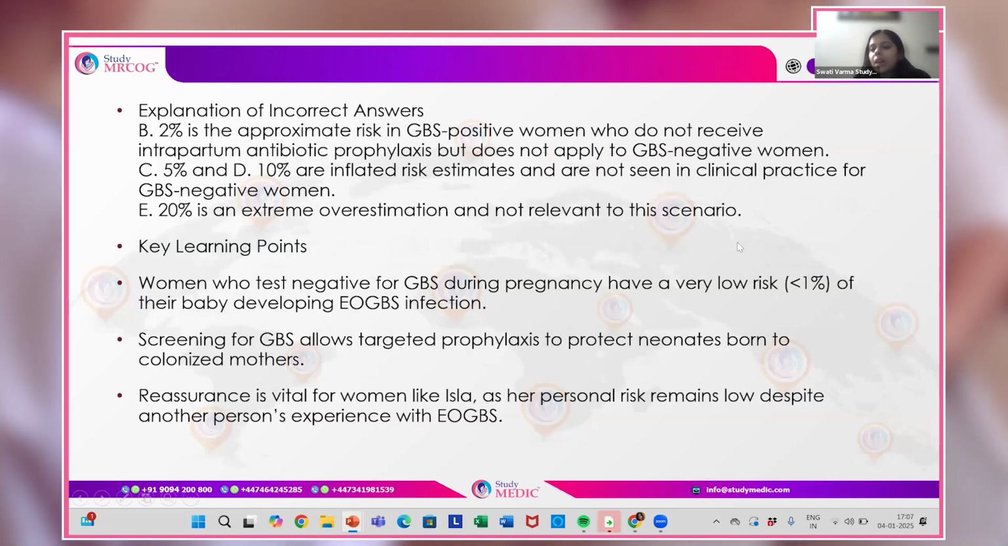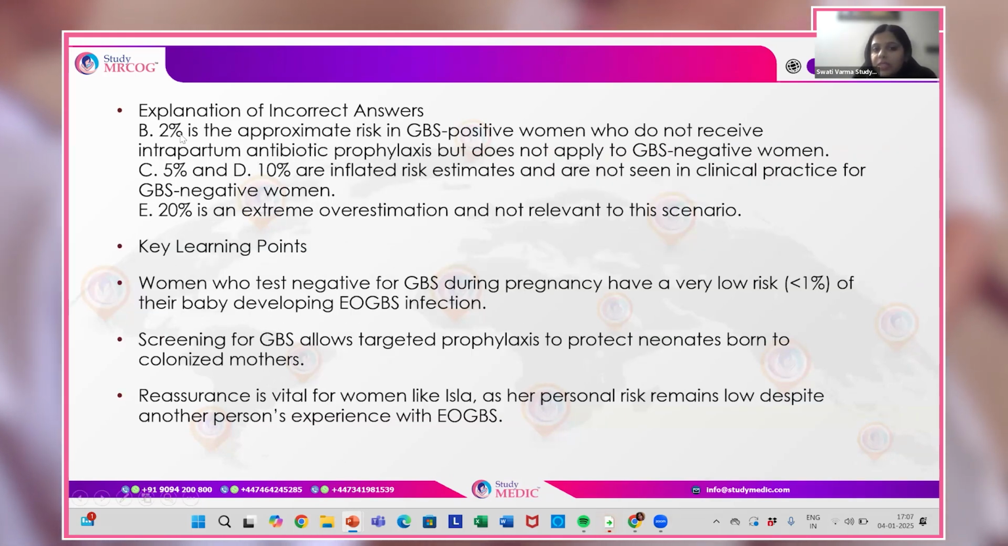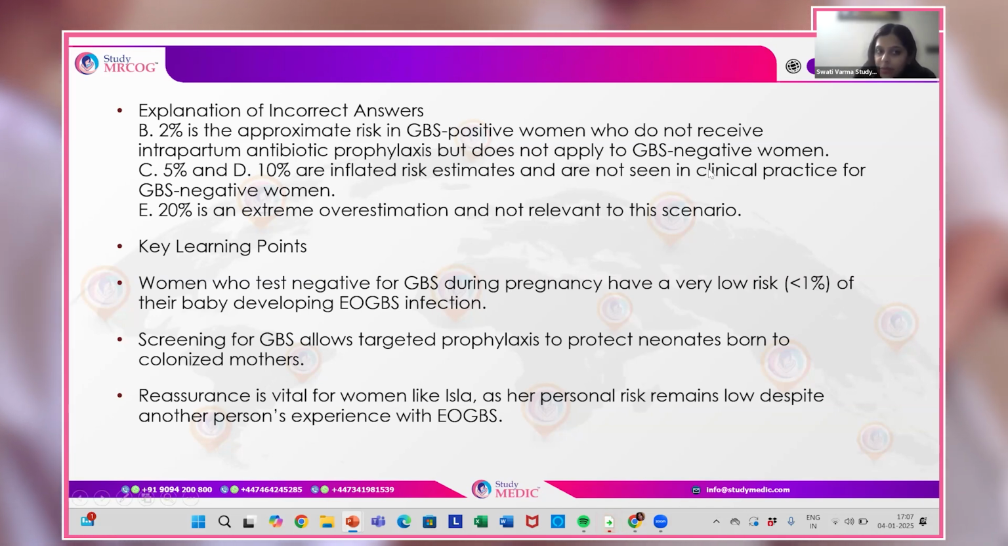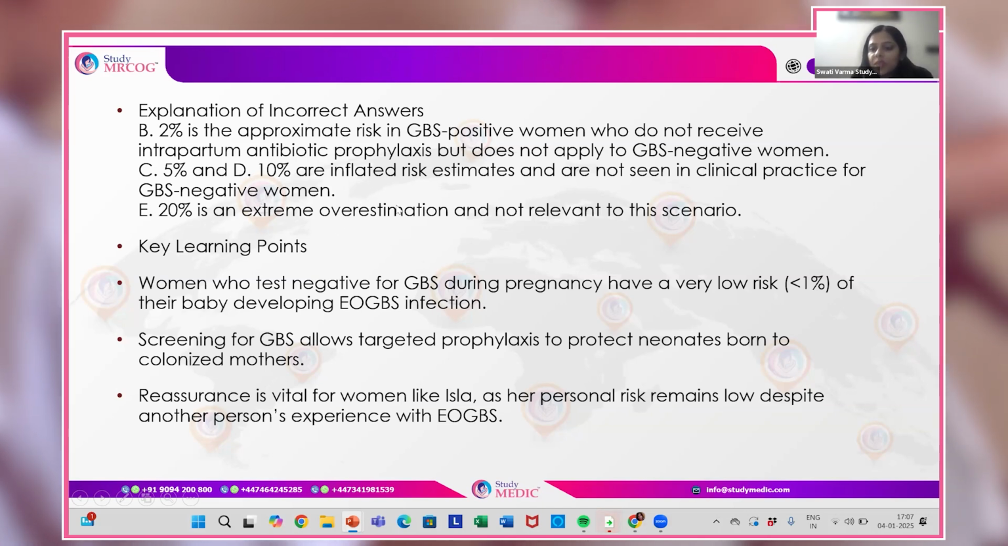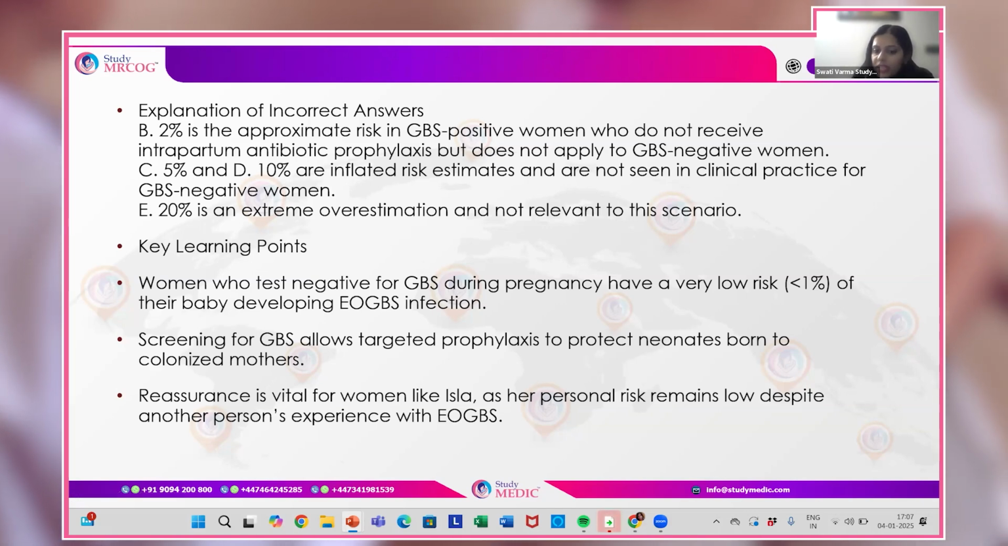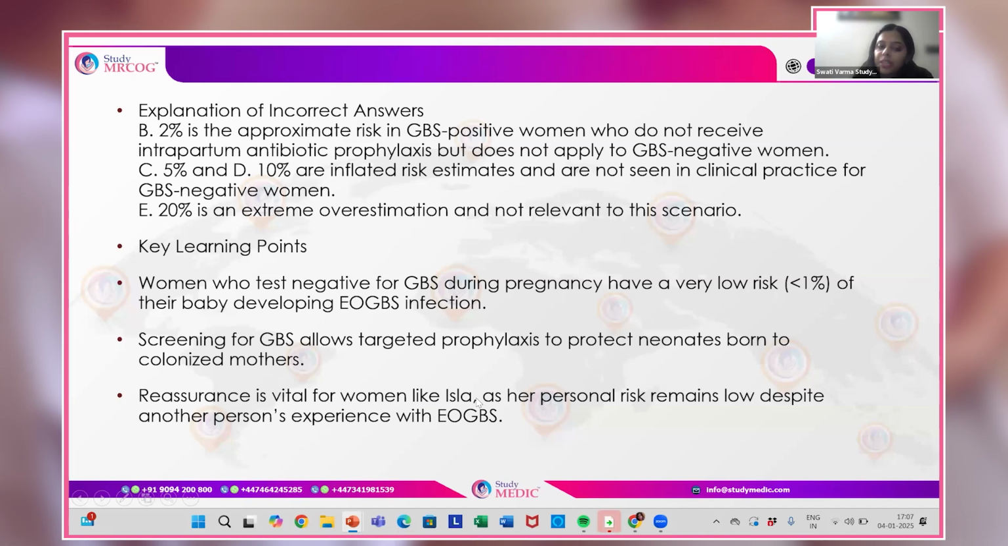Now let's analyze the other options. Why is 2% incorrect? Because it is the approximate risk in GBS positive women who do not receive intrapartum antibiotic prophylaxis, but it doesn't apply to GBS negative women. 5%, 10%, 20%, all are overestimations. Screening for GBS allows targeted prophylaxis to protect the neonates born to colonized mothers. So we can reassure Isla that her personal risk remains quite low.